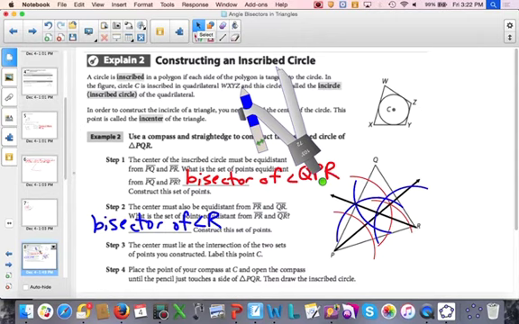Notice where those angle bisectors intersect. They intersect here. That is the center of my incircle, excuse me. So in step 3, it says the center must lie at the intersection of the two sets of points you constructed. Label this point C. Place the point of your compass at C and open the compass until the pencil just touches a side of triangle PQR.